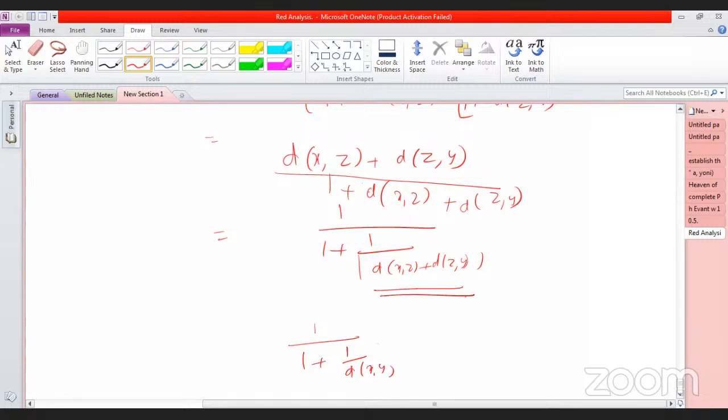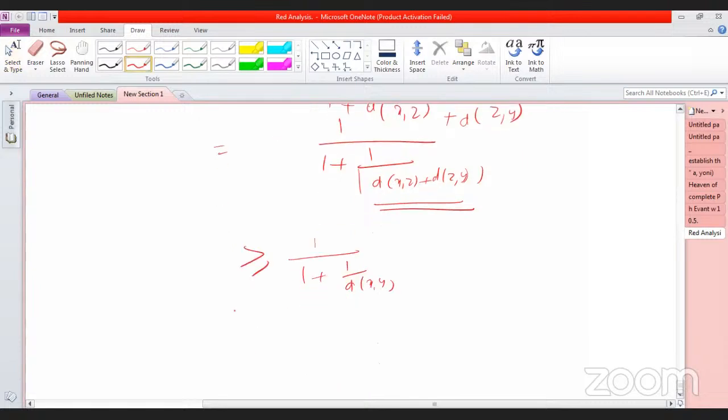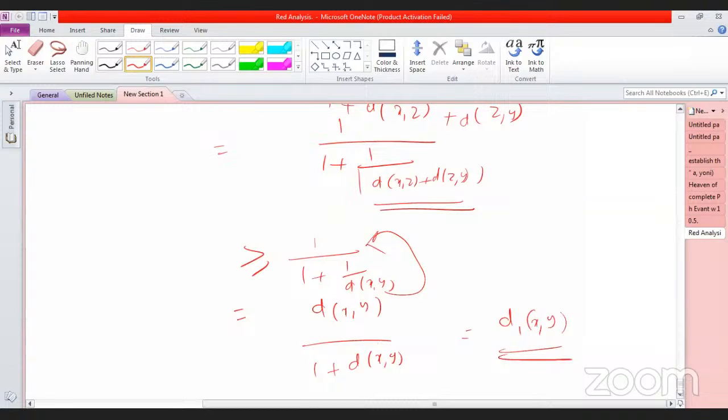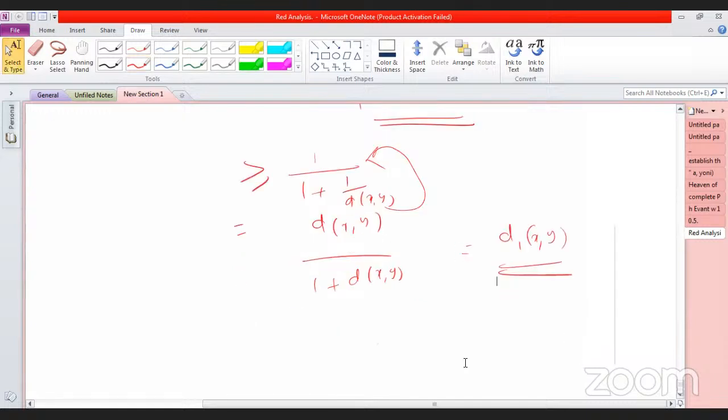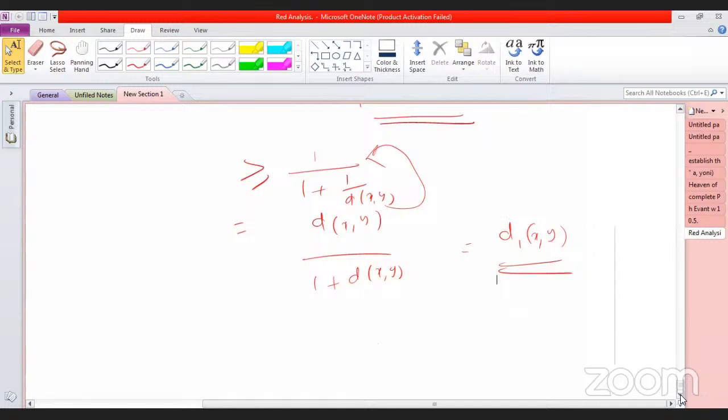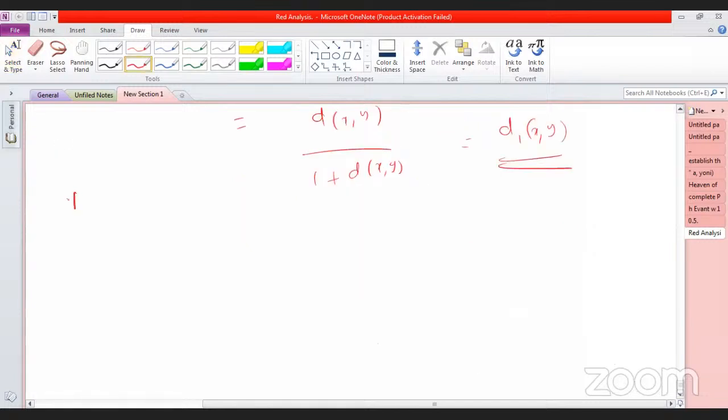Can we write it as d of x comma z plus d of z comma y by d of x comma y? Yes, sir. So it is less than or equal to, right. So therefore d of x comma y by 1 plus d of x comma y. We can write d1 here. Clear? All of you understood? The one who asked earlier, did he understand? Yes sir, yes. Okay. What is your name? Naveen Kumar sir. Very good.